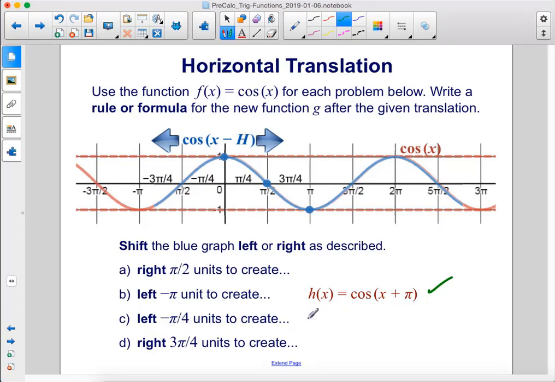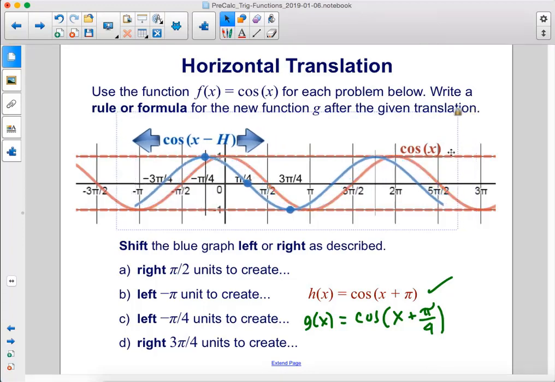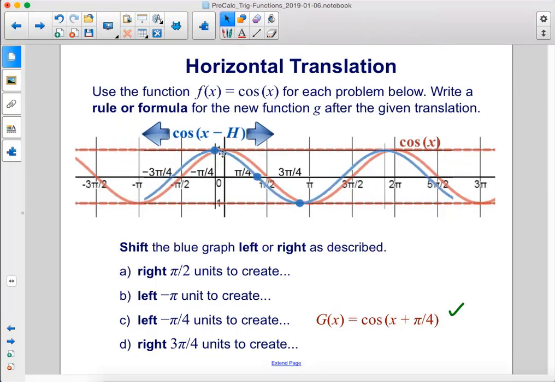So this is going to be the function y equals cosine of x minus negative pi over 4. So that becomes plus pi over 4. And so pi over 4 is half of 1 unit. So we move right there. Okay, there we go. Now we just move it back to the starting position.